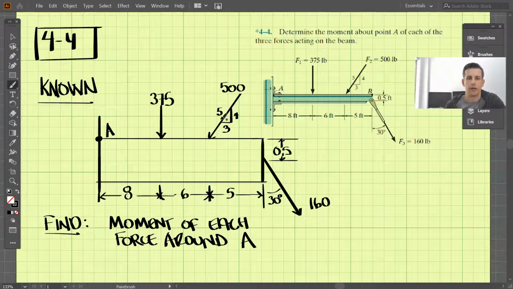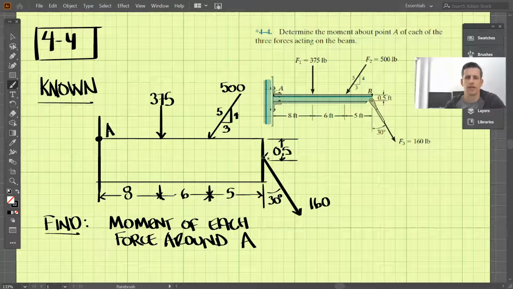All right, this 500 pound force, which is at an angle here, the vertical component of this force is going to create a clockwise moment around A. So it's going to want to spin this beam around clockwise. It also has a horizontal component, but the horizontal component is actually pointed directly at A. So it's not going to cause any rotation around A, and we don't need to account for that horizontal component of this force.